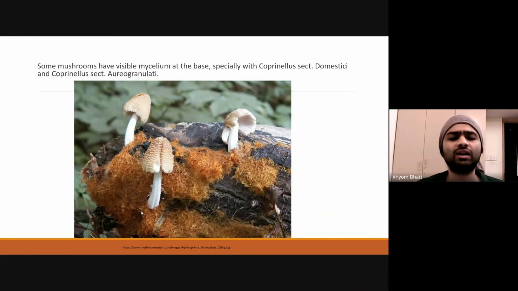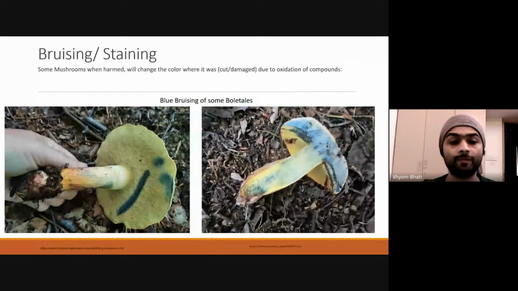Then some mushrooms, especially Coprinellus section Micacei and Coprinellus section Domestici, have this hairy fire-rug colored mat called ozonium. So this is again a characteristic feature of this particular section, Coprinellus section Domestici and Coprinellus section Micacei, and it is a very important identifying feature for it. So the base of the mushroom is also very important, and to look slightly around it.